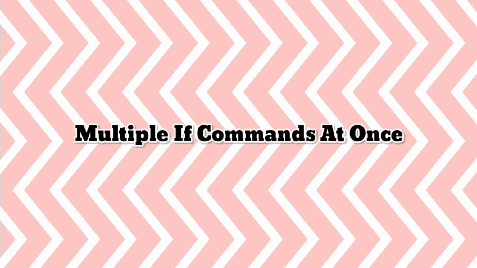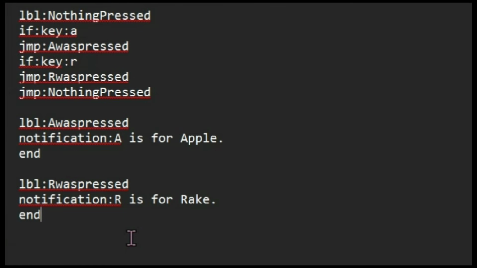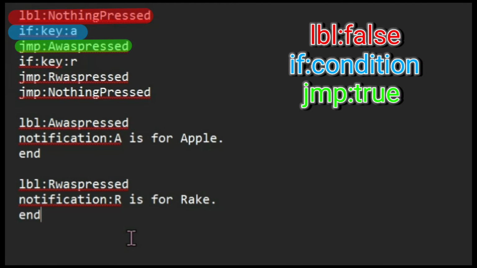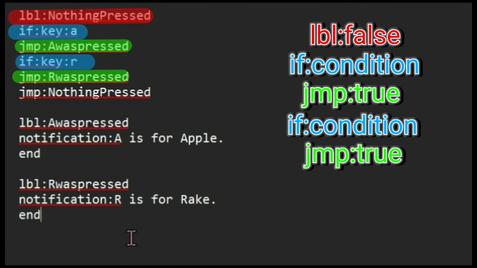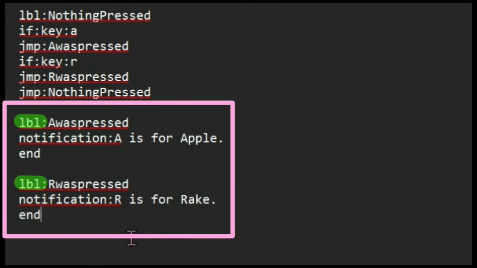Now we're gonna see how to run the same kind of if command multiple times at once. To do this, the first thing at the top should be the false label. Then an if condition, then the true jump. You can do this as many times as you want. Once you've put the last true jump, make sure and put the jump for the false label underneath. Underneath here, you should only have the true labels.